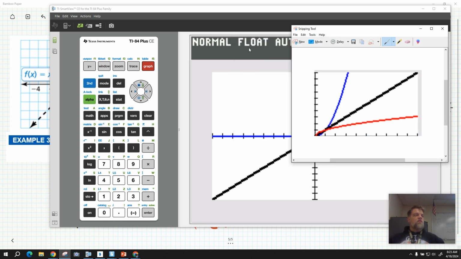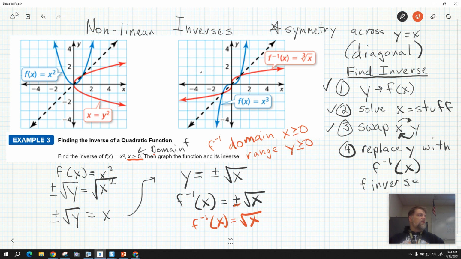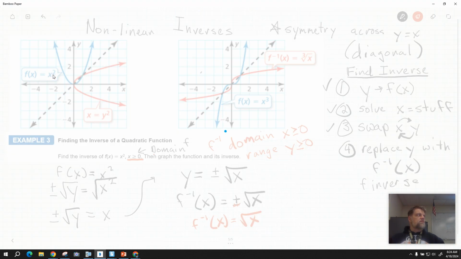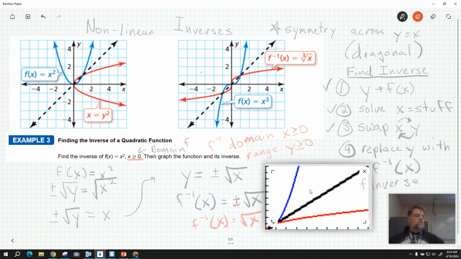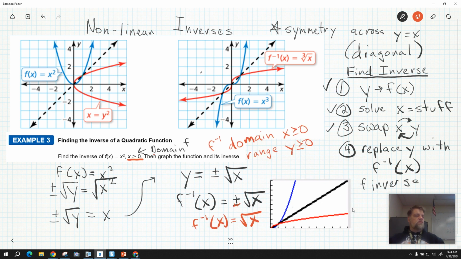So we're going to save that. We'll sketch that in there. But I want to show you one other thing. So we'll put the graph of that, and we'll make it kind of small.